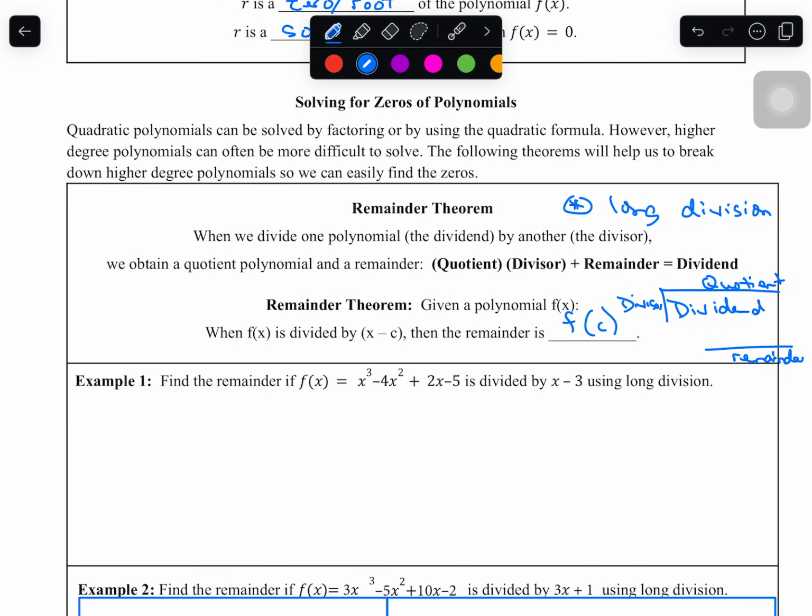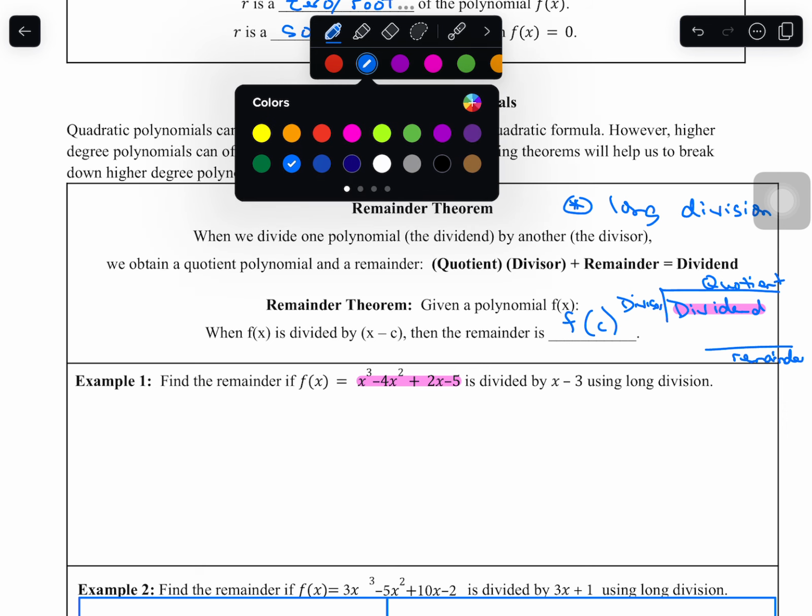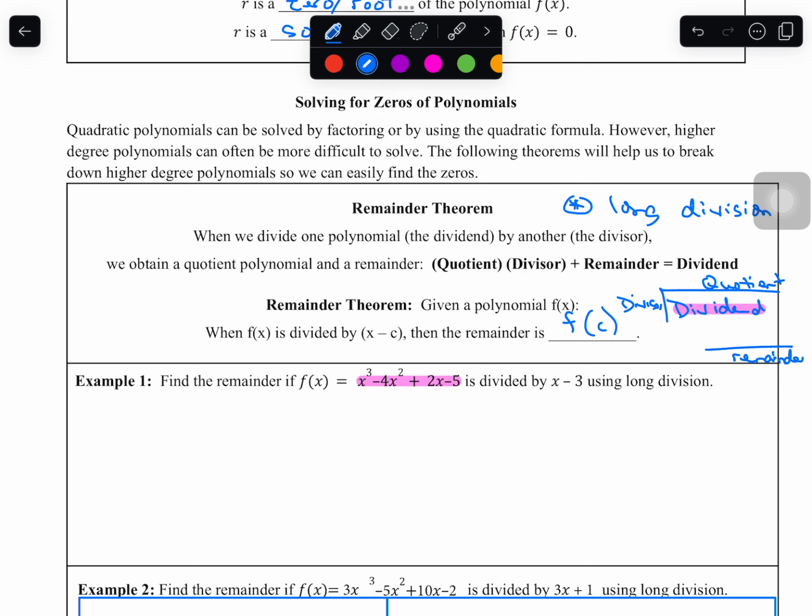So if I'm asked to find the remainder after I divide f of x, x cubed minus 4x squared plus 2x minus 5, by the divisor, using long division, the first thing I'm going to do is put the dividend underneath the long division. That's always my first step. I have to set this up so I can do the long division. So I have x cubed minus 4x squared plus 2x minus 5, and I'm going to divide all of that by the divisor, which is x minus 3.